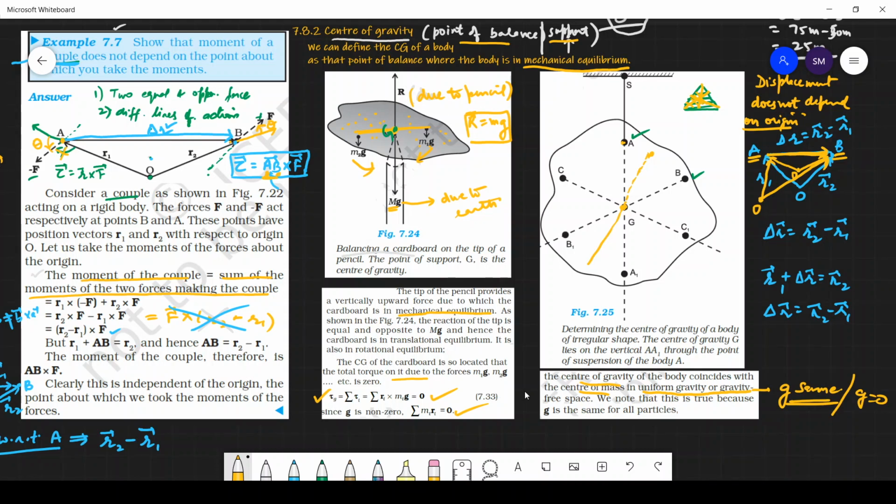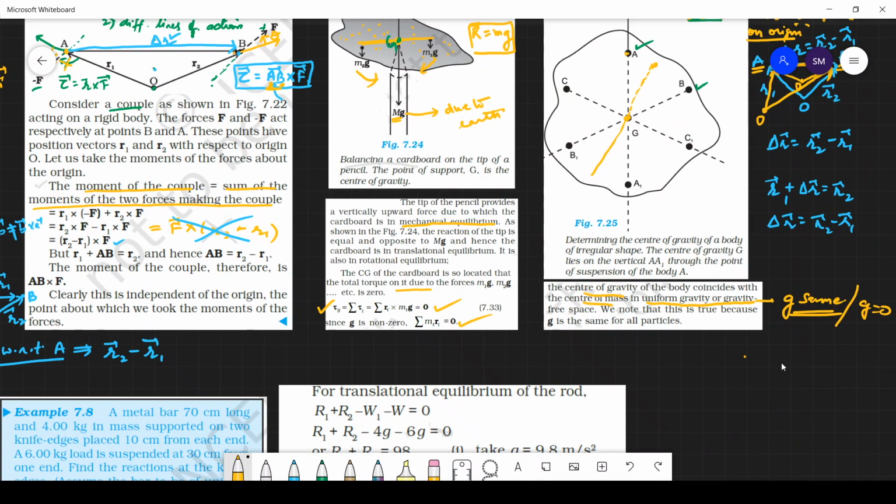Sir, why do we need center of gravity? See, center of gravity is a point where you are balancing this cardboard. Suppose I want to balance this cardboard on the tip of this pencil. At which point will I place the pencil to balance the cardboard? If you want to balance the cardboard, where will the tip of the pencil be? That is the center of gravity. And we will do more in the following example.